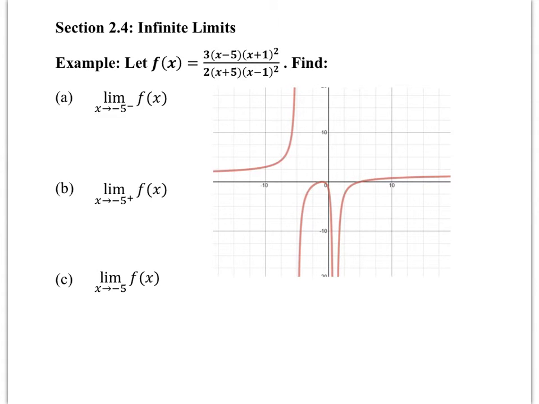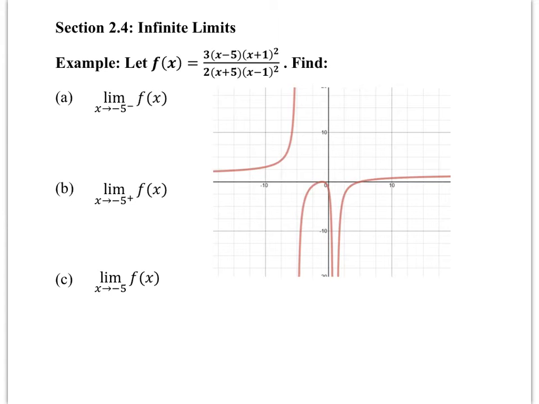So the limit we want to look at is for the function f of x equals 3 times (x minus 5) times (x plus 1) squared over 2 times (x plus 5) times (x minus 1) squared. So I have it graphed for us. So we can just look at our graph and find our left and right-handed limits.